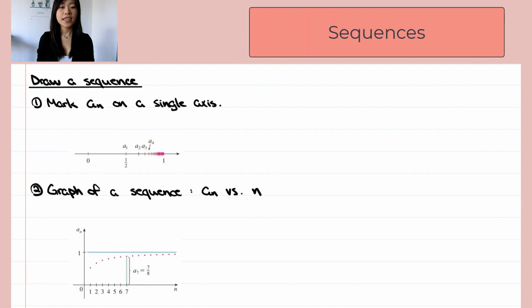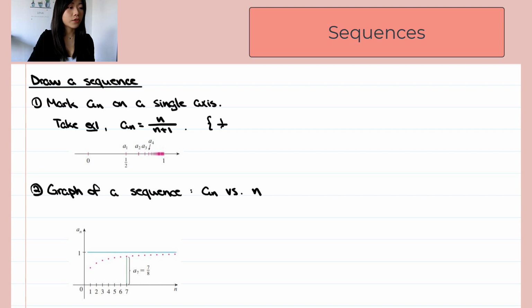We can also represent the sequence on a graph. There are two methods. The first method is to mark the a_n on a single axis. Let's take the first example in this lecture. We had a_n equals n divided by n plus 1, and we found the first few terms of this sequence. They were 1 over 2, 2 over 3, 3 over 4, and so on.